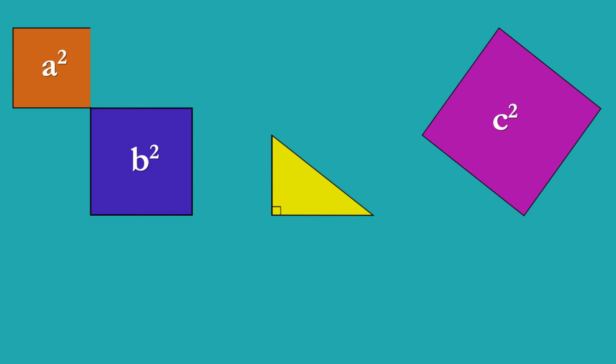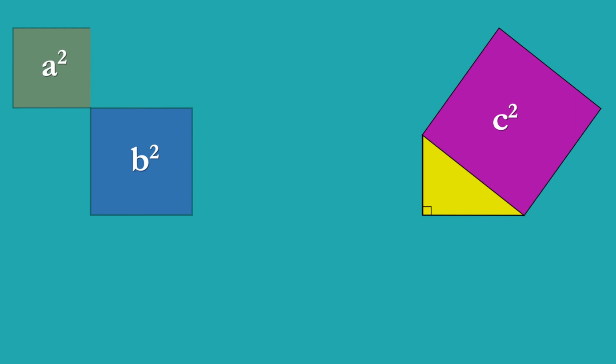The way that I'm going to demonstrate A squared plus B squared is equal to C squared is using a copy of my original triangle. In fact, I'm going to use several copies. Let's move this yellow triangle over to the C squared.